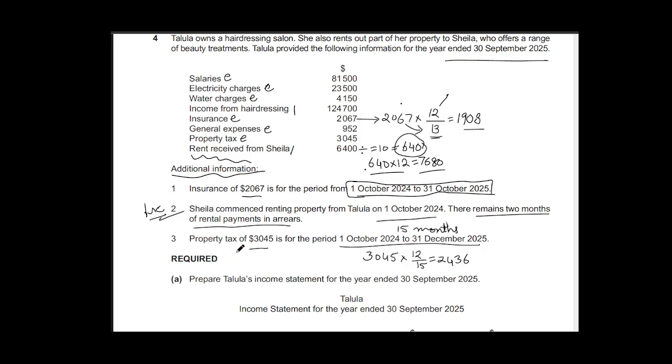Third is property tax of 3045, which is for the period of 1st October 2024 to 31st December 2025.